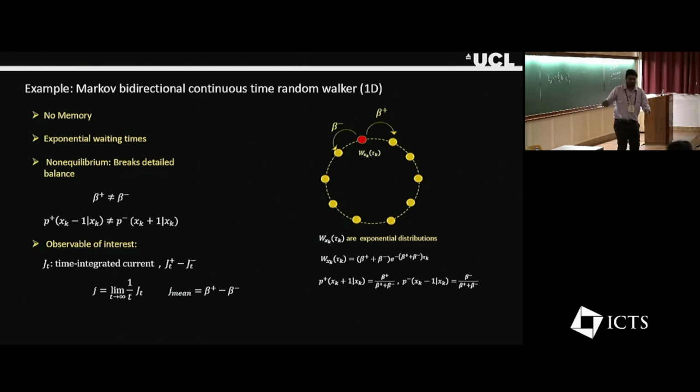And then, as good statistical physicists, we can ask what is the long time average current in this system. Current meaning the total number of particle jumps forward minus the total number of particle jumps backward. It is easy to see that the mean of this quantity would just be the forward rate minus the backward rate.